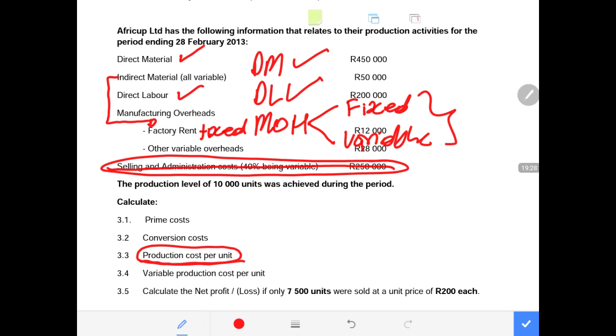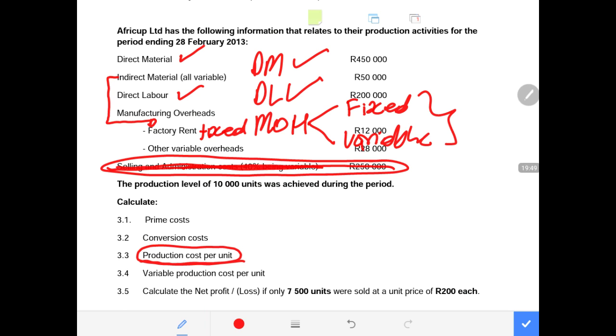We are looking only for the manufacturing cost. Selling the product has nothing to do with the manufacturing of the product. We are looking for the production costs, the costs that we incur to produce a product, which is direct material, direct labor, and manufacturing overheads.